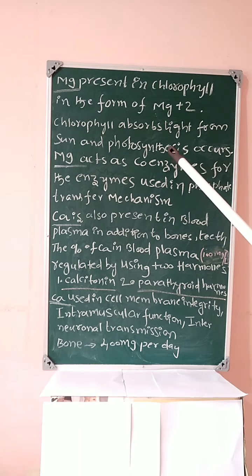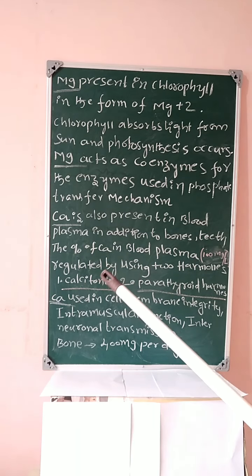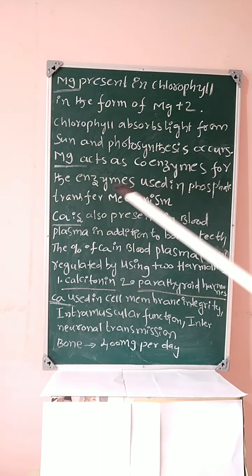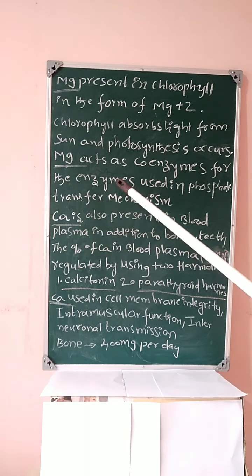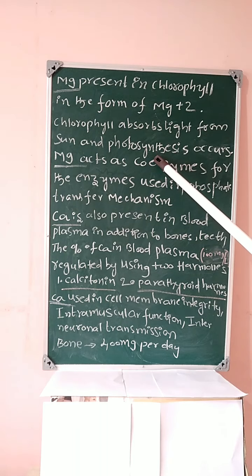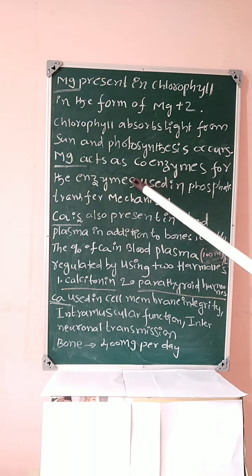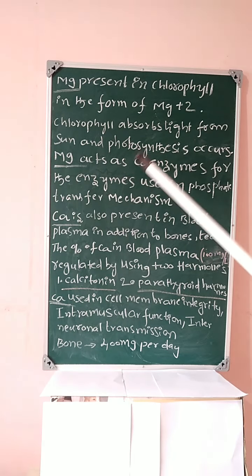Magnesium acts as coenzymes for the enzymes used in phosphate transfer mechanism. Very simple, student. Some enzymes are used in the phosphate transfer mechanism. For those enzymes, magnesium is used as a coenzyme, that is, a co-catalyst. The magnesium supports these enzymes, and is known as a coenzyme.